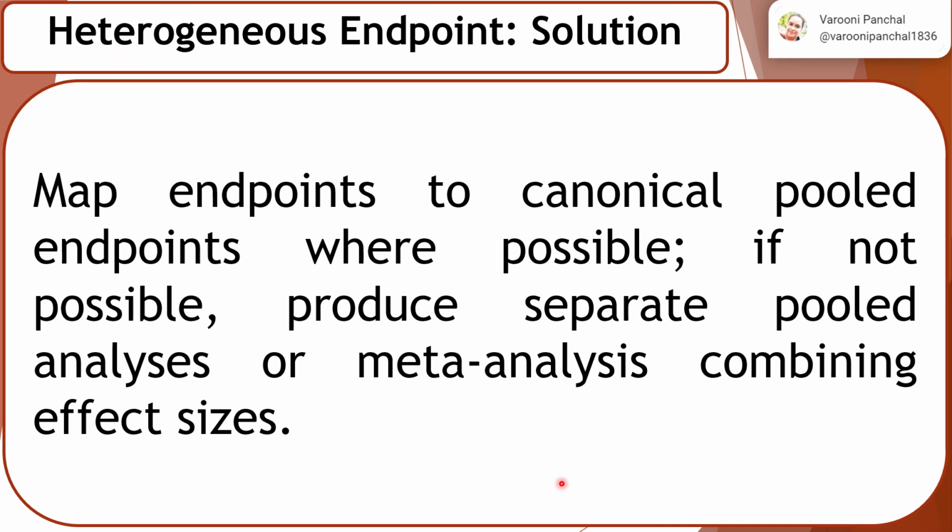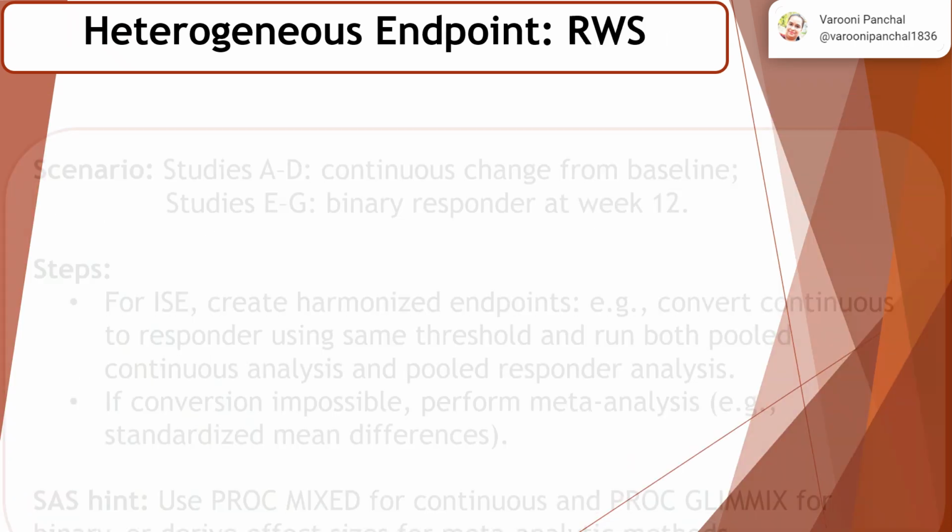But if it is not possible to do that, you can go ahead and implement the meta analysis, or you can give the separate pooled analysis, right? For numeric variables you will do separate, and for character variables you will do separate analysis, and then you can do the meta analysis. So that's the only solution.